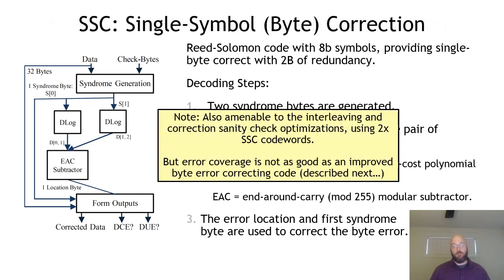Because we have 4 bytes of total redundancy available per HBM2 memory entry, we can protect the memory entry using 2 single byte correcting code words. Similar to the SEC-DED scheme we described previously, this 2 code word organization is also amenable to the interleaving and correction sanity check optimizations. However, as we show later, the SDC risk of this baseline is high, even with these additional optimizations.